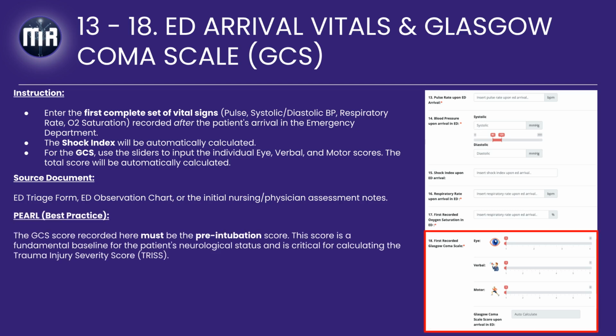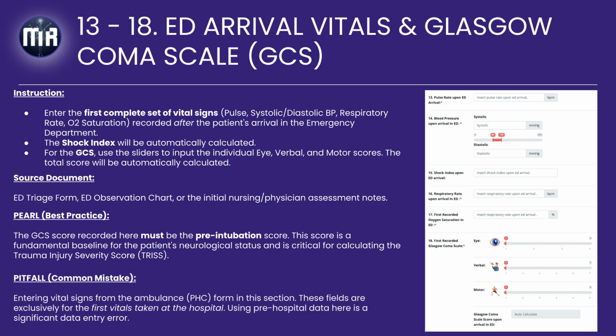The pearl, or best practice, for this section is of paramount importance. The GCS score that you record here must be the pre-intubation score. This score is a fundamental baseline of the patient's neurological status and is a critical variable used by the system to calculate the Trauma Injury Severity Score, or TRISS, which predicts patient survival. A post-intubation GCS is not a valid measure for this purpose.